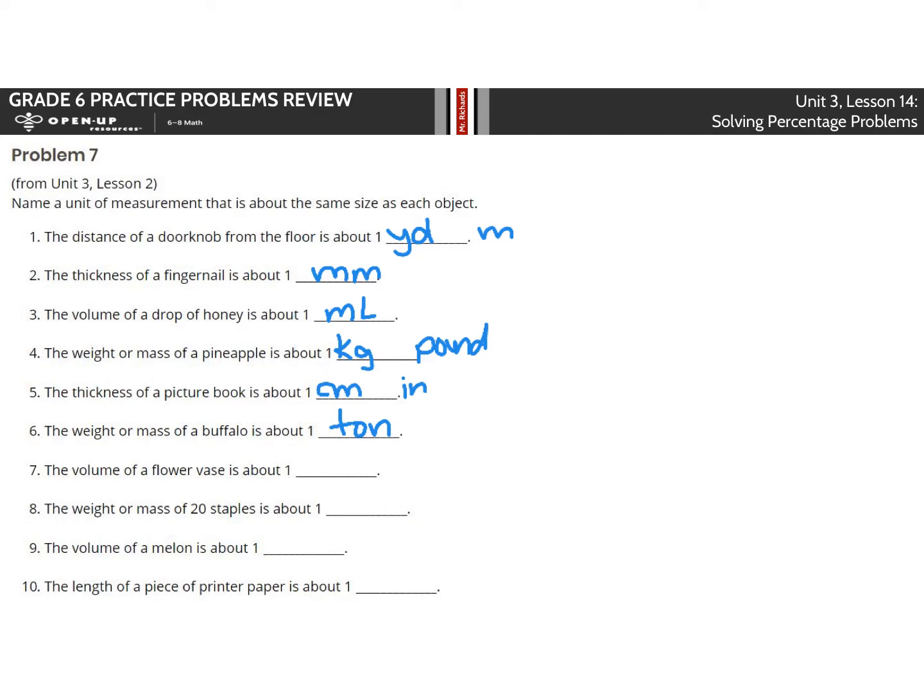The volume of a flower vase is about 1. Well, there's a bunch of answers here you could go with. I could understand cup. I could understand quart. And even if you had a really big flower vase, you could go with 1 liter. The weight or mass of 20 staples is about 1 gram. The volume of a melon is about 1 gallon. You think of like a watermelon or a really big cantaloupe, I suppose. It could be like a gallon of milk. The length of a piece of printer paper is about 1 foot. It's technically 11 inches, so it's about an inch short of a foot, but we won't go there. That's it for this practice problem review.